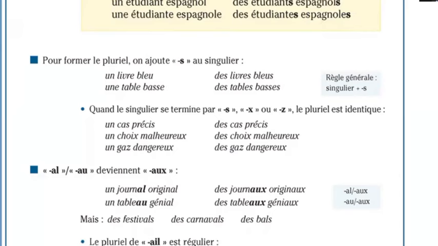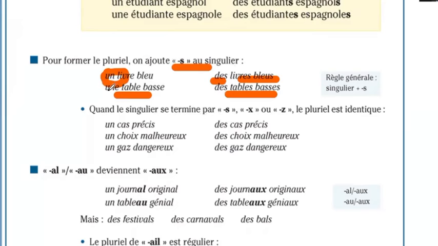Now the first rule is to form the plural like you have in English, for those from an anglophone background. Add S to the singular form. Example, un livre bleu becomes des livres bleus. What they did is that they changed the indefinite article un to become des. You will understand that in the next thing we're going to be dealing with in this particular lesson. You have un tabac, you have des tabacs.